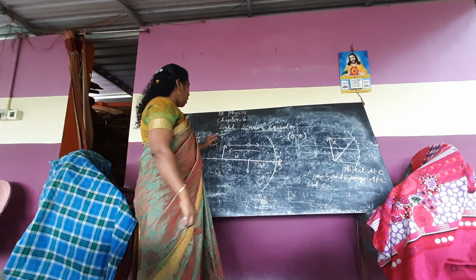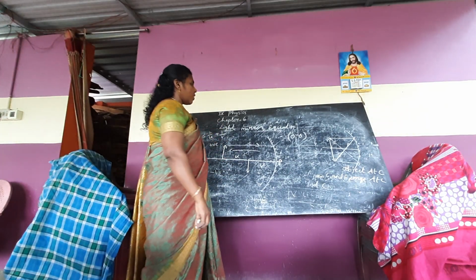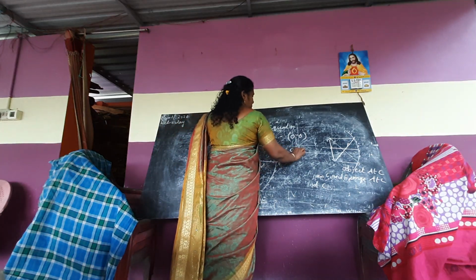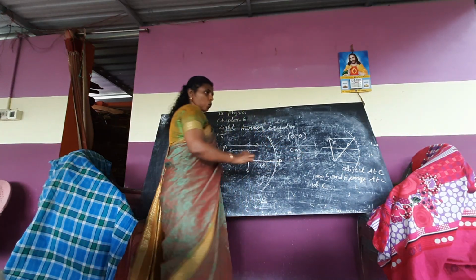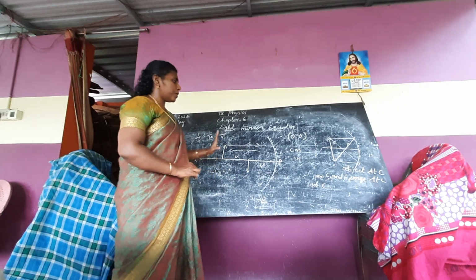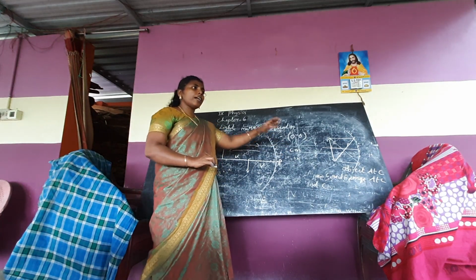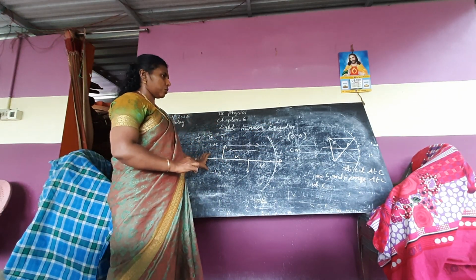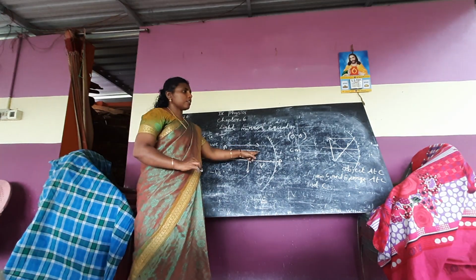The object distance, image distance, focal length, everything is denoted in centimeter or meter. Sometimes meter is given in the question, so you have to write the unit meter. Sometimes centimeter is given, you have to write centimeter. Okay, so all of you understand this.